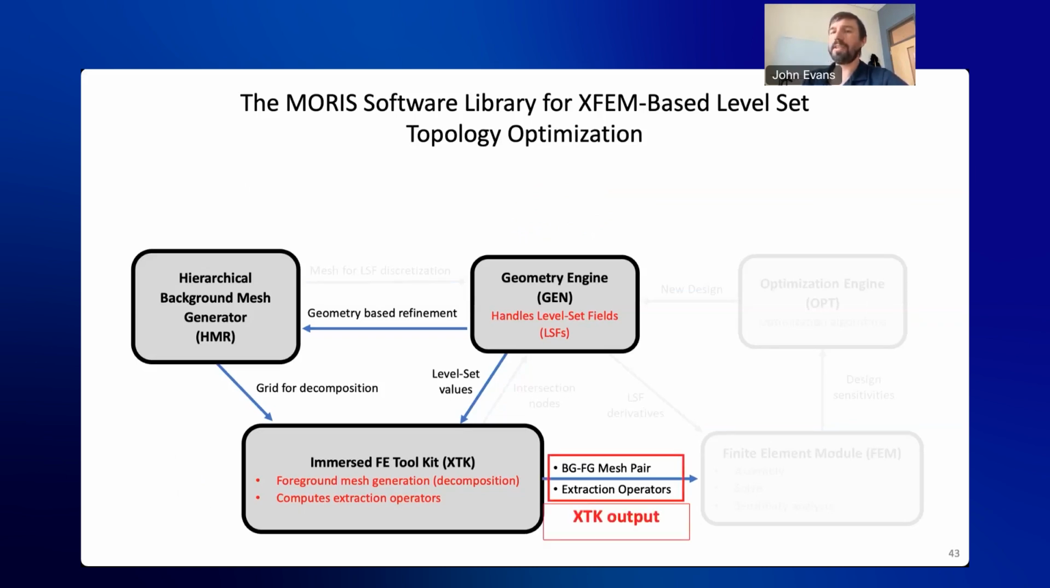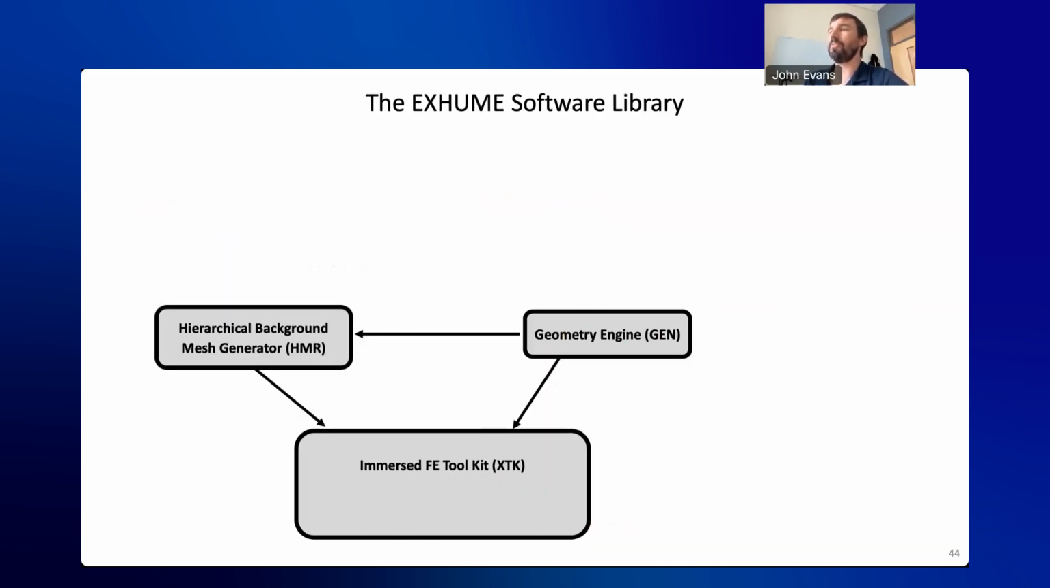So the XTK output that we need here for interpolation-based analysis really will be these extraction operators and the connectivity arrays that are needed. And the idea here is we define the geometry in Gen, the background mesh and basis using HMR.